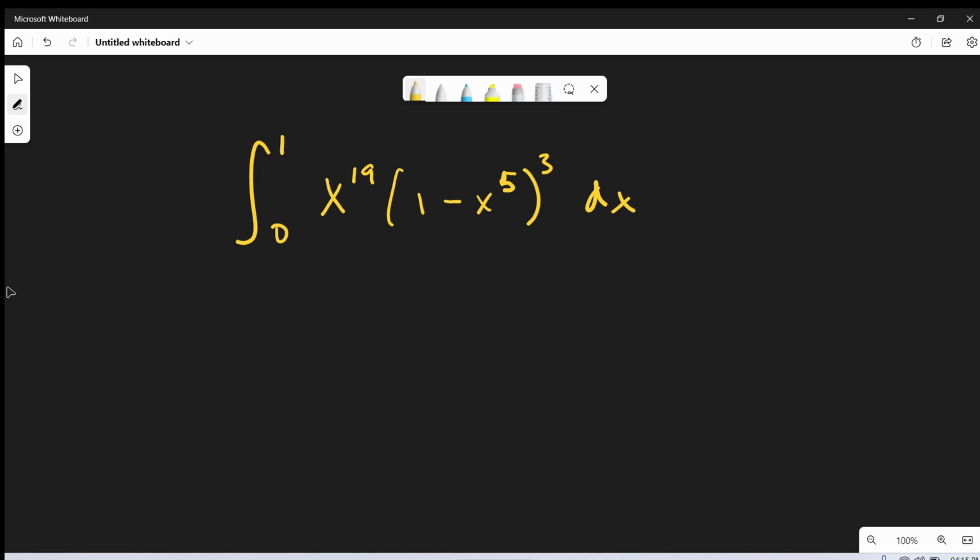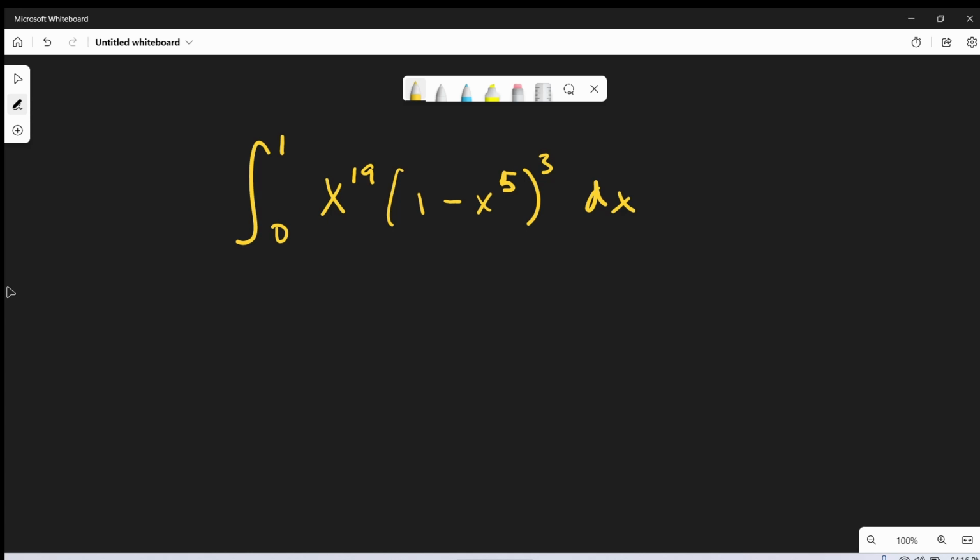Hey, I thought we would do another integral today, and we'll do it on the digital blackboard. We have the integral from 0 to 1, x to the 19th, (1 minus x to the 5th) cubed dx. Okay, a few things. Now, in theory, we could multiply this thing out, and then we would just be doing the power rule. I kind of want to avoid that. That's kind of a tedious method.